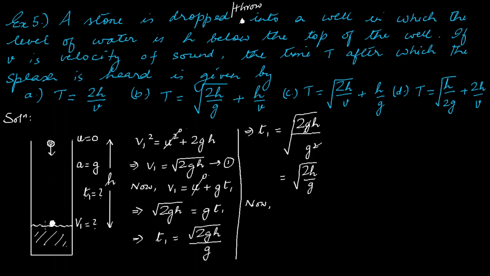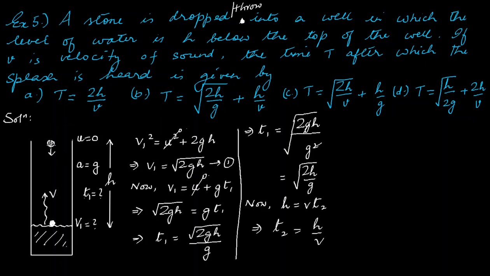Now what will happen? The water will splash and sound will travel up with velocity v. Here the velocity of sound is given. If v is the velocity of sound, this sound will go up with velocity v, and the distance that it travels is h, right? So now we use s is equal to vt. Instead of s, we write h, v, and the time it reaches the top is t2. So T2 here will be h by v, right?